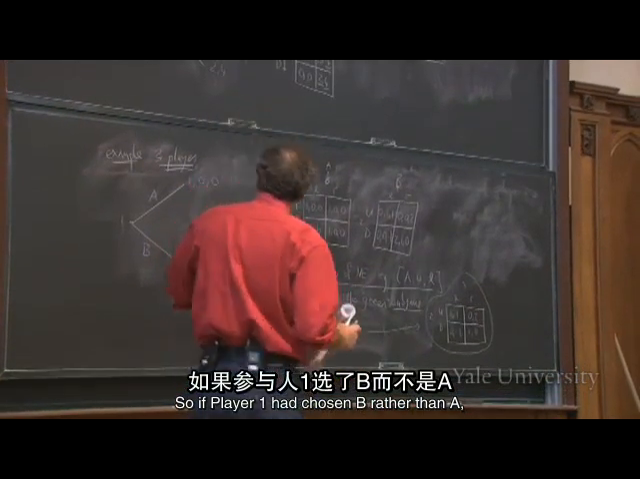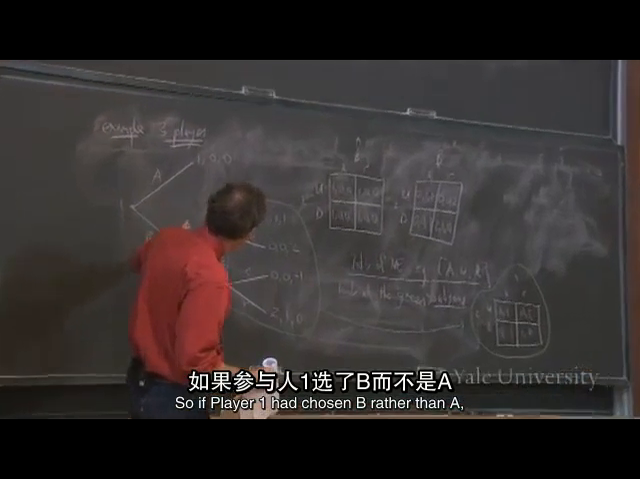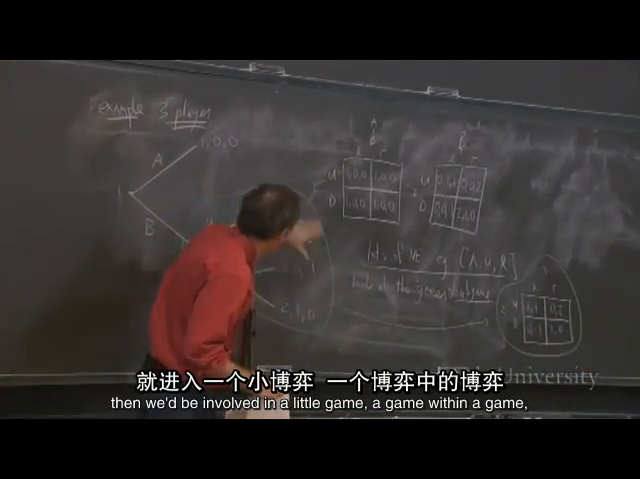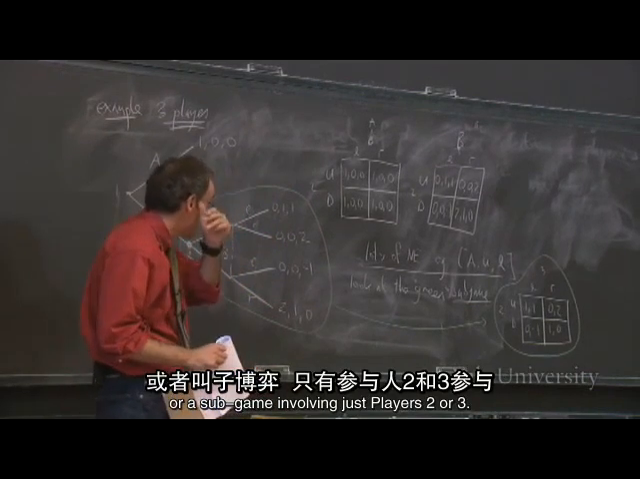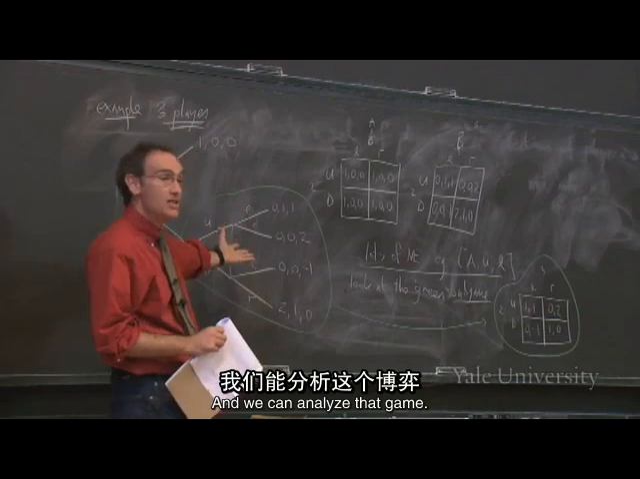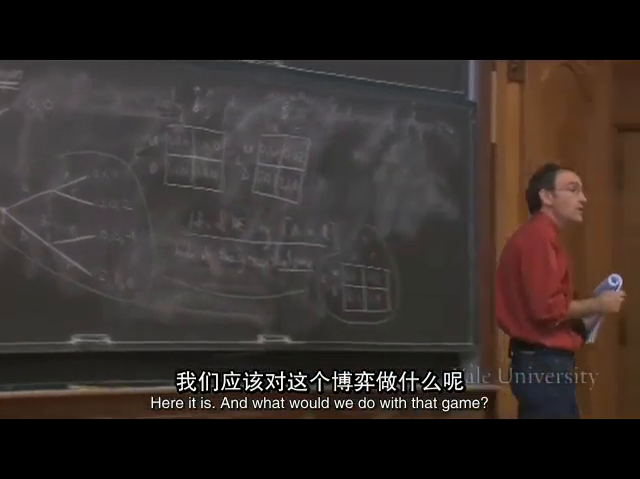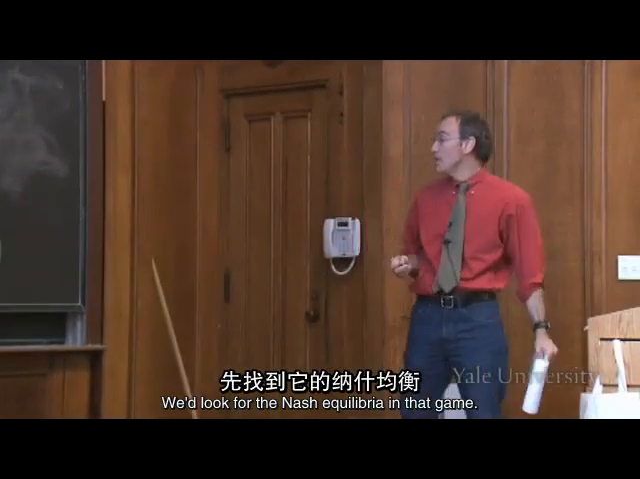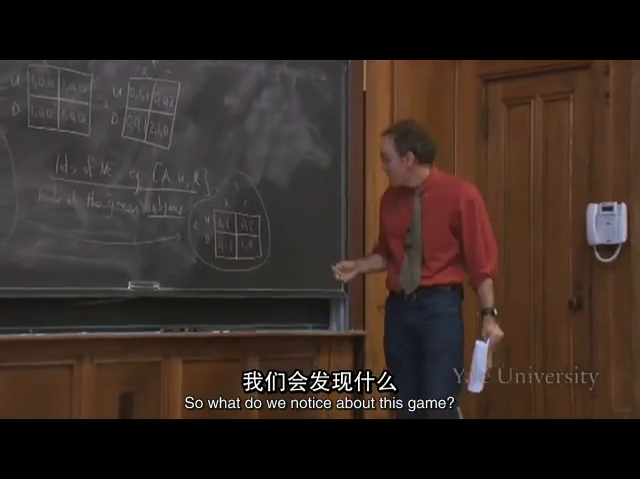All right. So if player 1 had chosen B rather than A, then we'd be involved in a little game, a game within a game, or a sub-game involving just players 2 and 3, and we can analyze that game. That's a straightforward game. Here it is. And what would we do with that game? We'd look for the Nash equilibrium in that game. So let's look for the Nash equilibrium in this game. So what do we notice about this game?